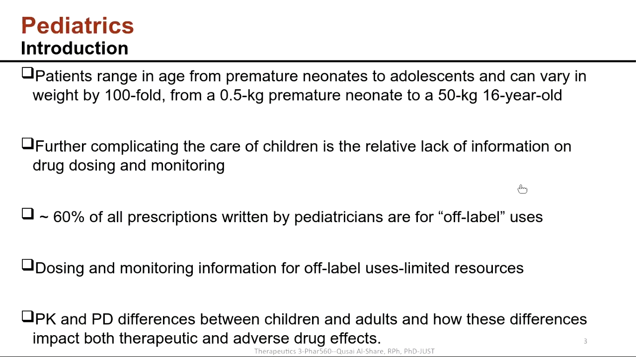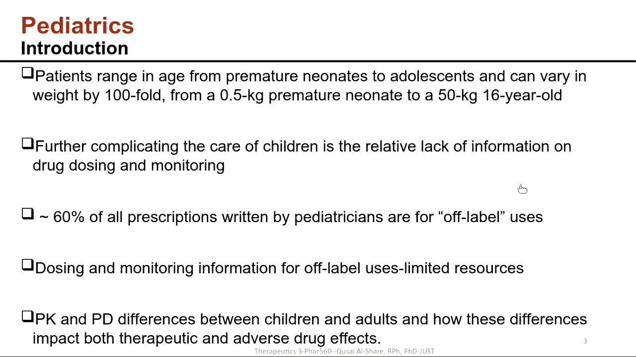So dosing and monitoring information for off-label uses, we have also limited resources. Again, I will go back to the same example, hydroxychloroquine. We know the dose for malaria. We know the dose for rheumatoid arthritis. But what's going to be the dose for antiviral activity if it works? Again, we can't claim that it's really effective in coronavirus, for example, until we have strong evidence. We have enough data from clinical trials. We test it in people, and we can claim that this drug is effective, and this is the dosage regimen.